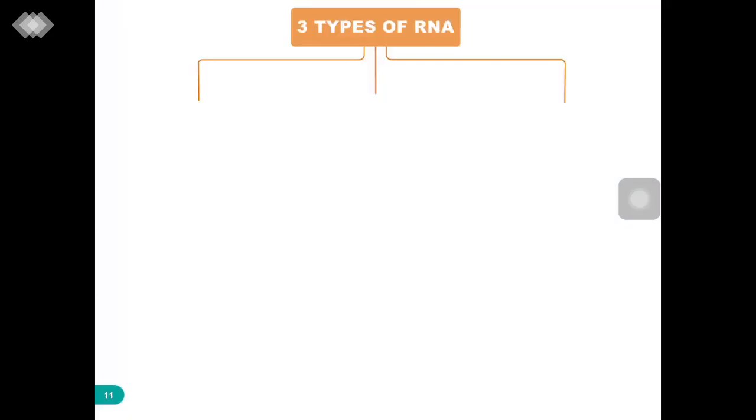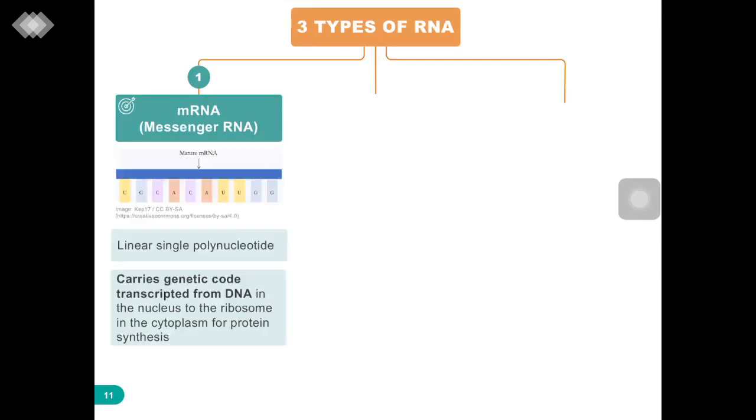From the differences table before, we know that there are 3 types of RNA. Those 3 types of RNA are mRNA, tRNA, and rRNA. The first type of RNA is what we call mRNA, or messenger RNA. It is a linear single polynucleotide, and the function of mRNA is that it carries the genetic code from the DNA, because mRNA is the copy of that small part of the DNA during the transcription process.